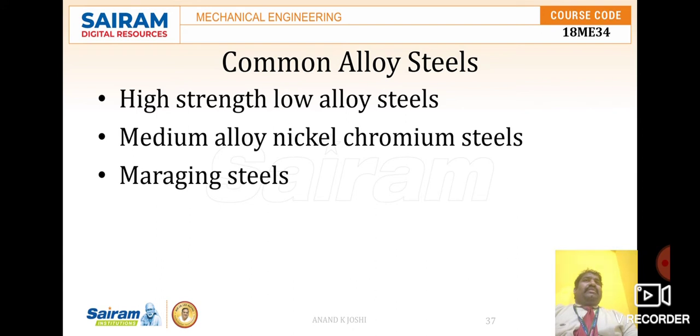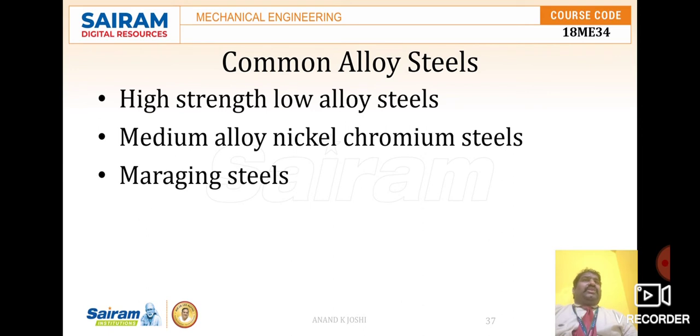And then finally the maraging steels. This type of steel contains 18% nickel, 7 to 8% cobalt, 5% molybdenum, and about 0.5% titanium. The carbon content is kept low, less than around 0.3%, since otherwise the high nickel content could lead to the formation of graphite in the structure, consequently decreasing strength and hardness.